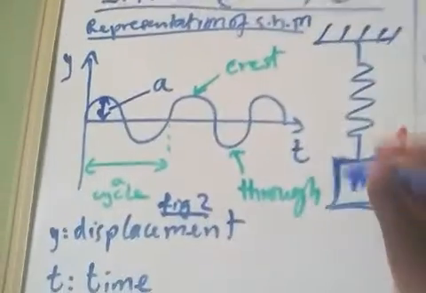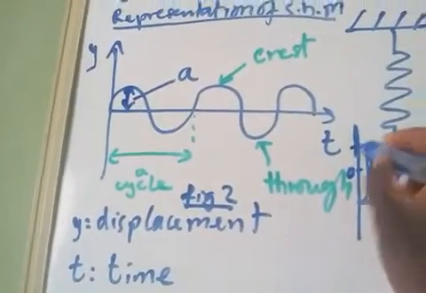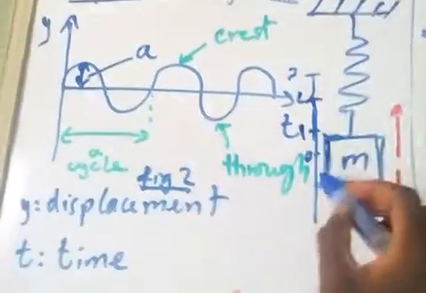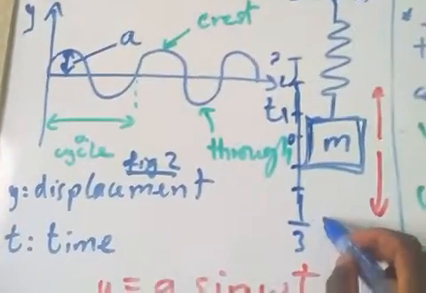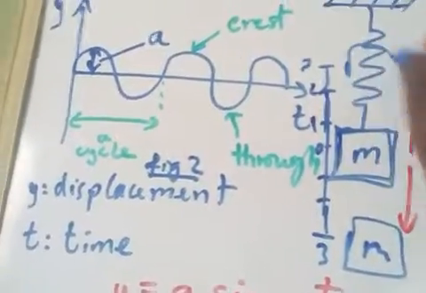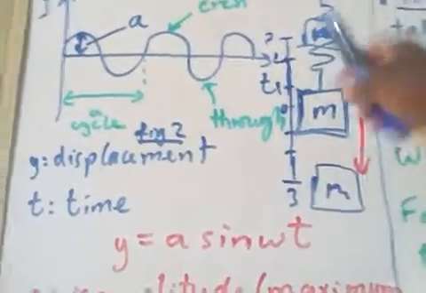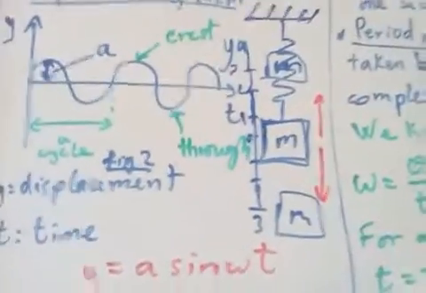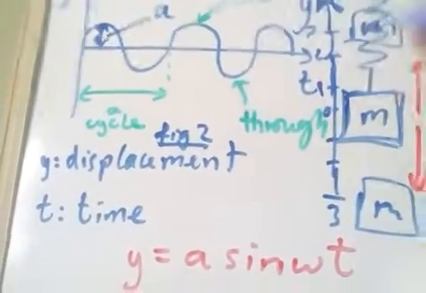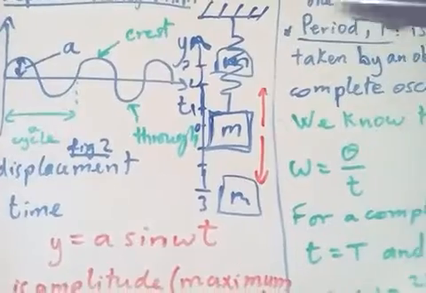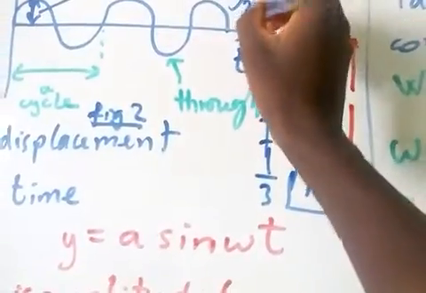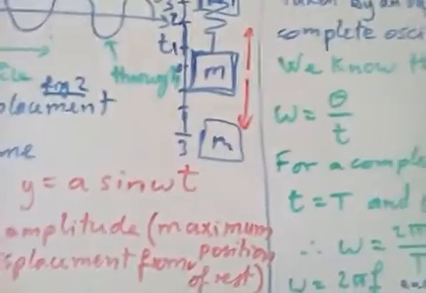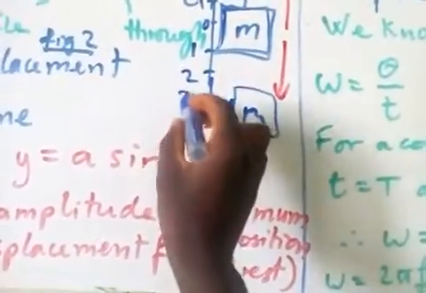Now let's say we have graduated the line, that is the displacement line, maybe from 1, 2, to 3, here again 1, 2, to 3. Let's say the object will be moving up and down to those positions. Because the object is moving up and down through the line y, this is displacement y. Let me write it very well. This is 3, this is 2, 1, 2, 3.